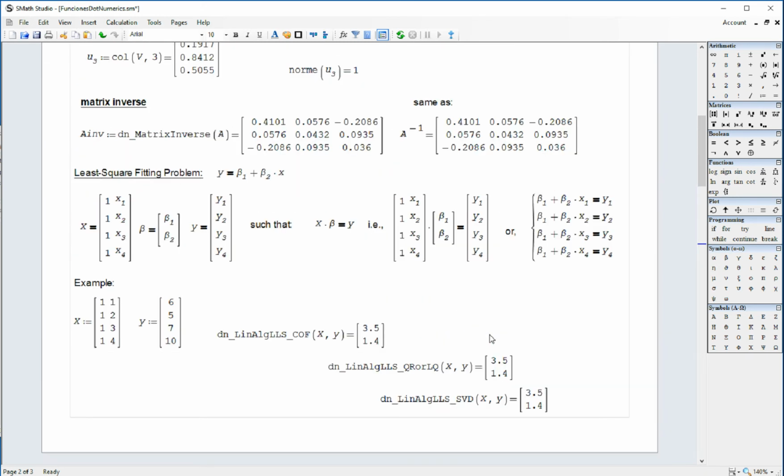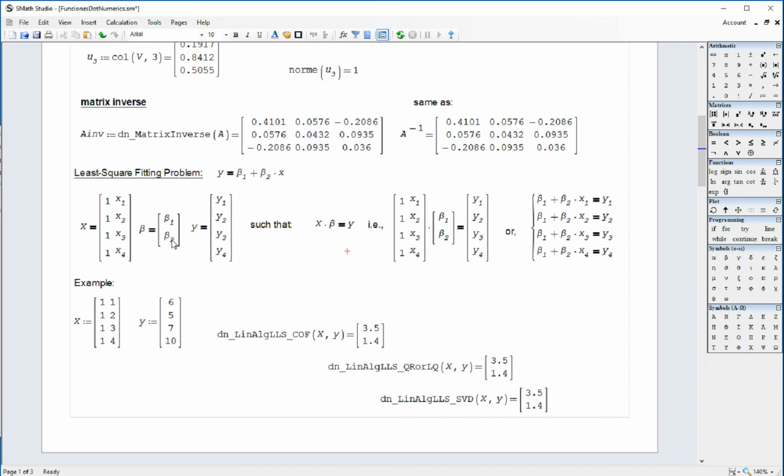Now the problem of least square fitting can be illustrated by this linear fitting, where I have only two parameters, beta 1 and beta 2, but I actually have four data points. The second column here represents the value of x, and this represents the value of y. And so I could build a matrix called uppercase X, where the first column is ones and the second column is the values of x. Beta is the coefficients, beta 1 and beta 2, and Y is the values of y. So that these three are related by X times beta equals Y.